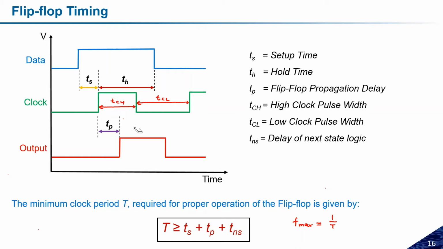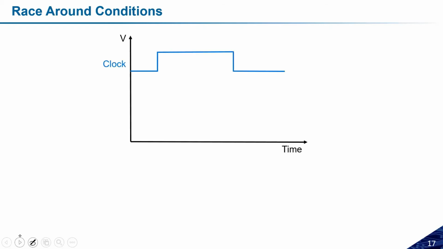Perfect. So this is all about the flip-flop timings. One more important thing that we should consider here is the race around condition. I just told you what the race around condition is. We have already discussed these things before, but let me recall it again. Suppose I have a clock pulse having a width something like this. So this is the clock pulse width.